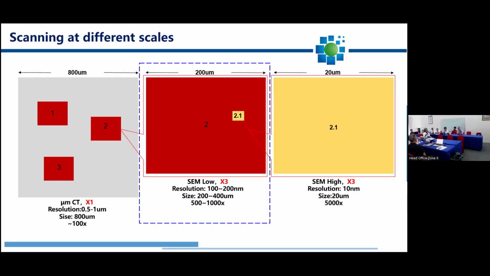Until the CT scanning, electron microscope, or the other stuff, we need to have a good preparation until the end of the game. Yeah. We need to have fun together.